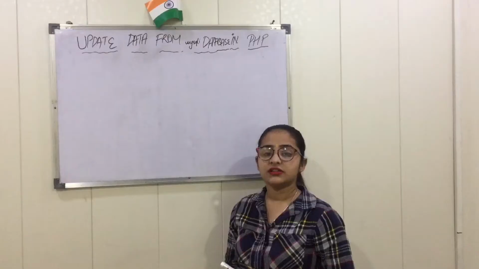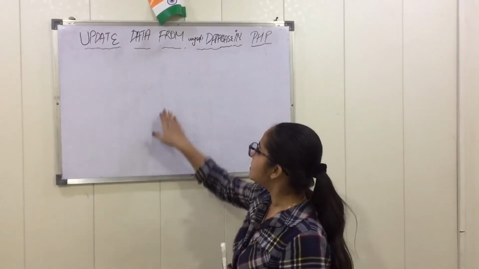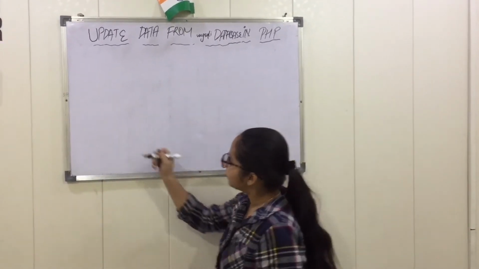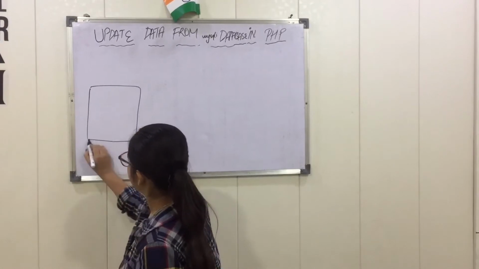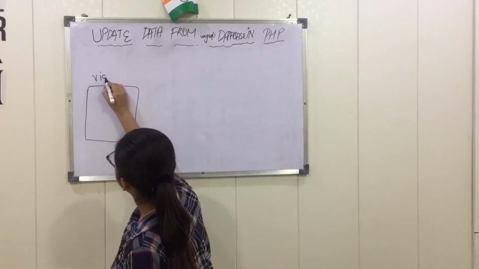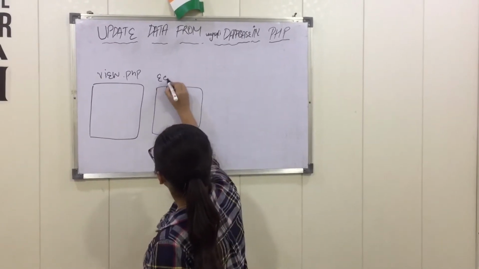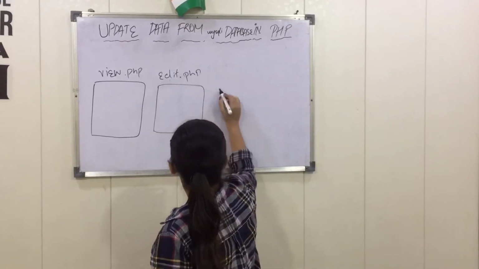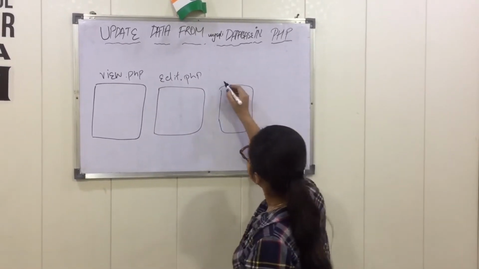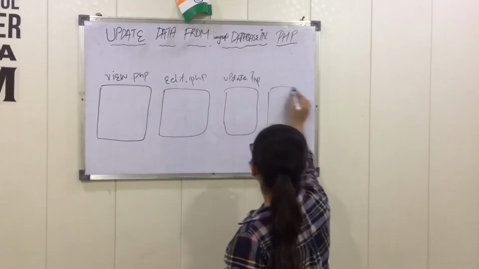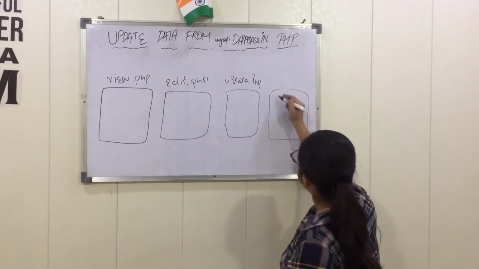So today we are going to discuss how to update data into a MySQL database in PHP. Suppose this is my first page, which is known as view.php. My second page is edit.php. Third is update.php, in which I have written the coding, and after that the final result of the updated data will be shown in view.php.